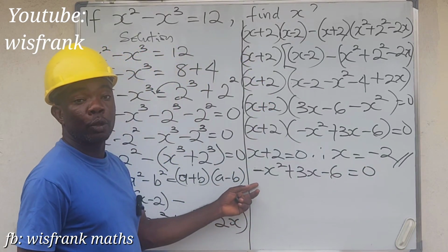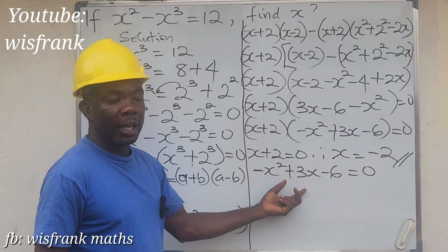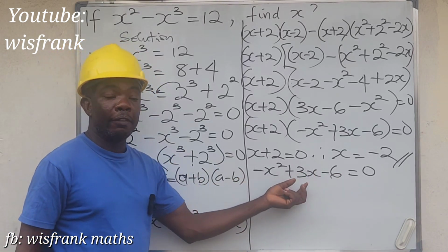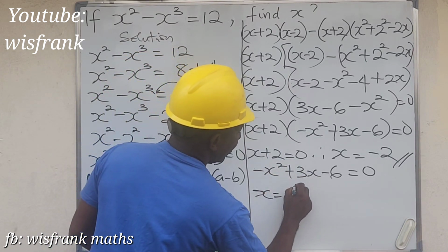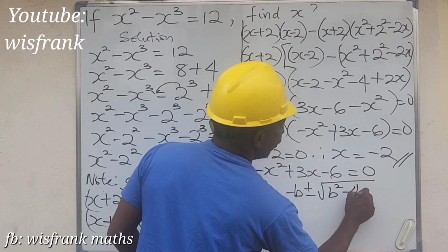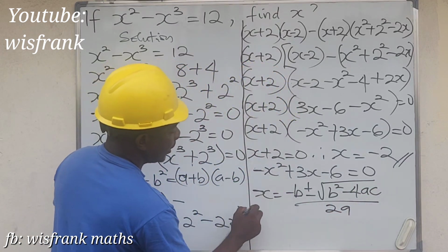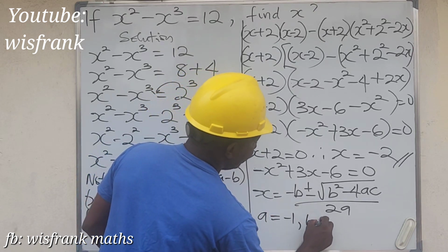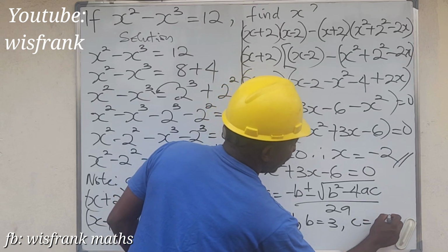And this is a quadratic equation. We are going to use a quadratic formula for us to find the value of x. So in this case, we are going to have two values of x from this evaluation. So here, we are going to use x equals to minus b plus or minus square root of b squared minus 4ac all over 2a. In this case, our value of a equals to minus 1, then value of b equals to 3, and a value of c equals to minus 6.